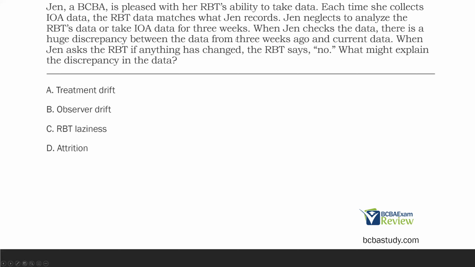Treatment seems to be going fine because Jen likes what's happening, right? She has IOA data from 3 weeks ago, and all of a sudden the data just is off, okay? Most likely how the RBT is observing the behavior of interest has changed. Therefore, the data is shifting. So what might explain the discrepancy in the data? Probably observer drift because we're dealing with the data and the measurement and not the actual treatment itself.